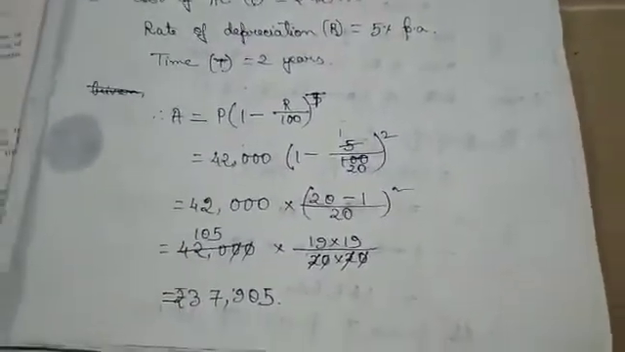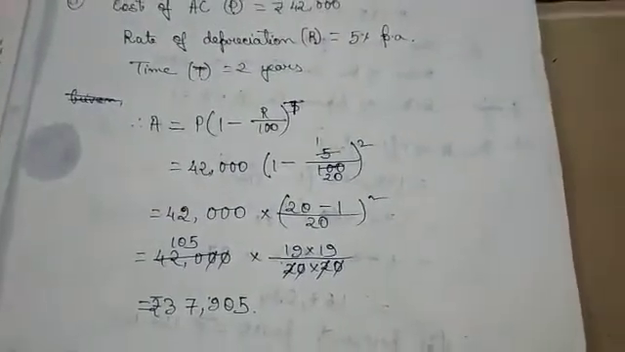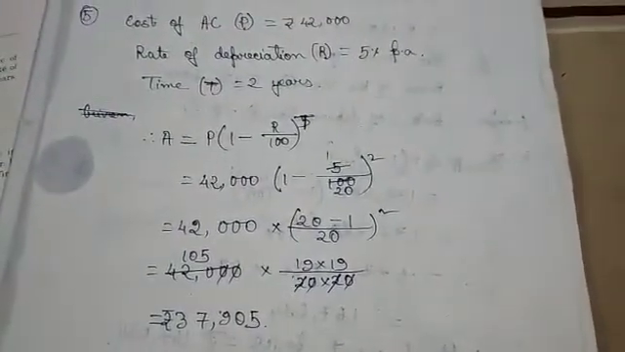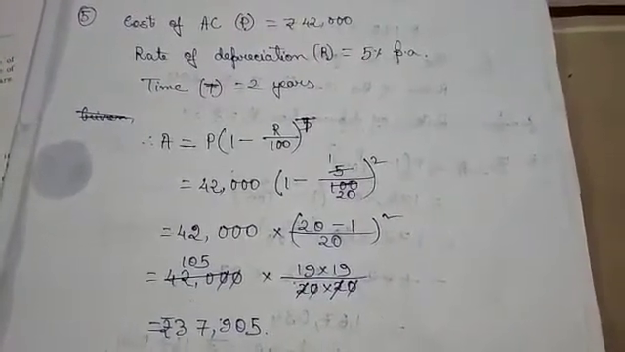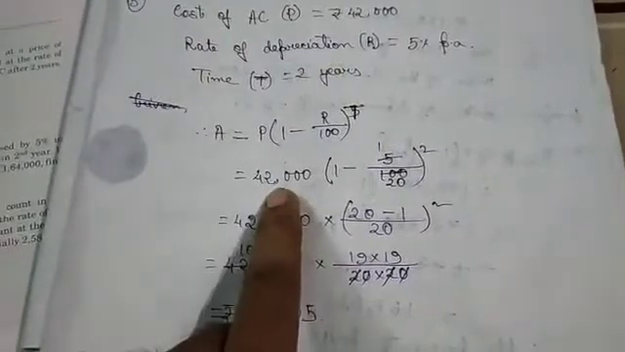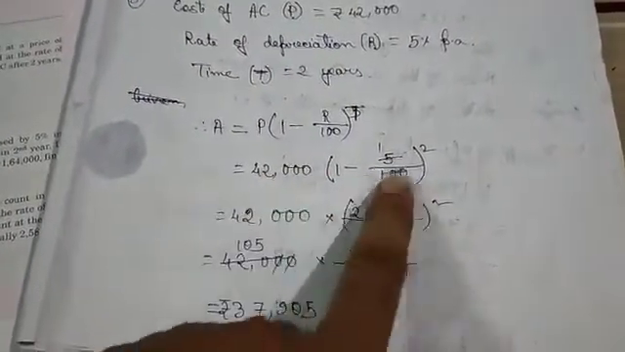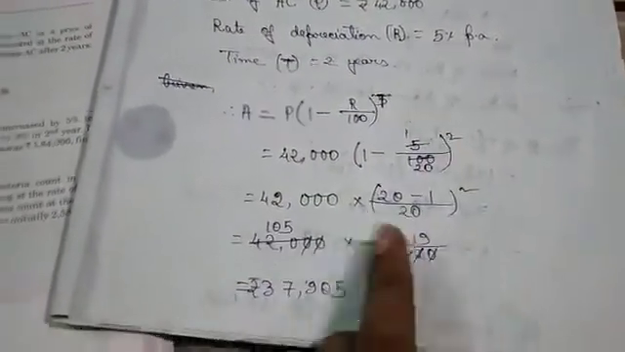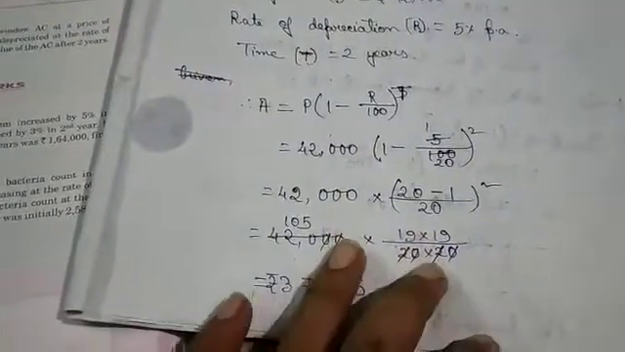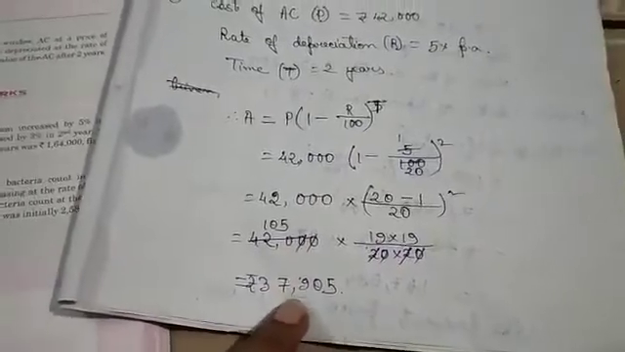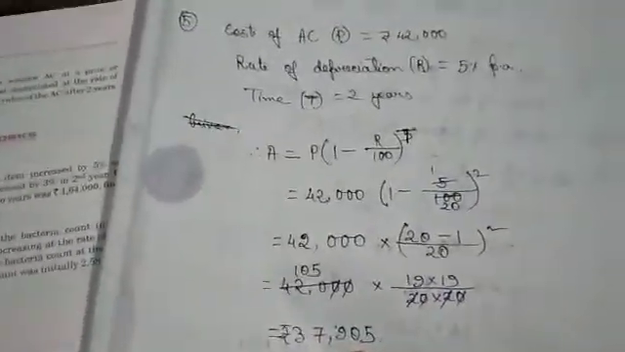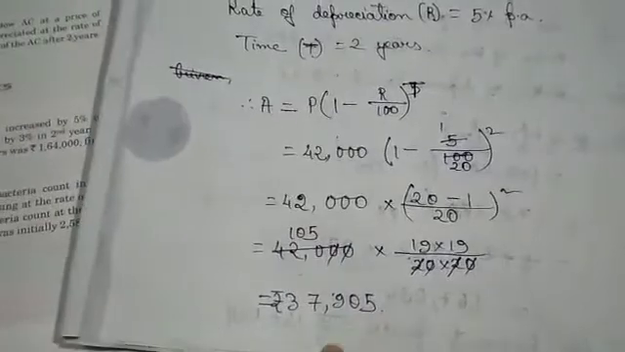So let's see, for the first year and the second year it will be decreasing. So our formula will be what? A equals P into (1 minus R by 100) to the power T. So for 2 years, our price is 42,000 into (1 minus 5 by 100) squared. Now calculate the rest. Simple calculation, cancel it out, and we will find the result as 37,905. So after 2 years the price will be 37,905.